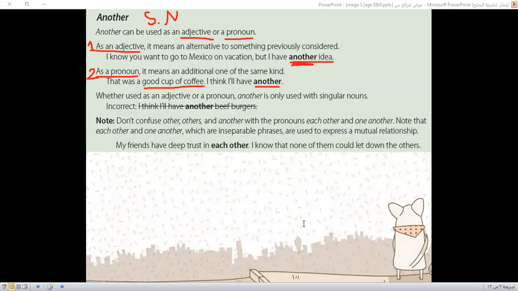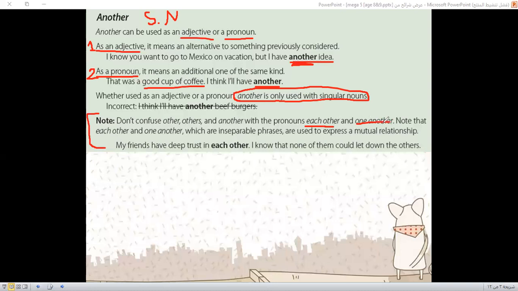Okay, now here, as we said, another is only used with singular nouns. In your book, underline this, highlight it so you won't forget it. Now here, he gave you a note. If you're going to ask this question, don't confuse other, others and another with the pronouns each other. Do you know the meaning of each other and one another? Yes. So, they love each other, they do this to one another.